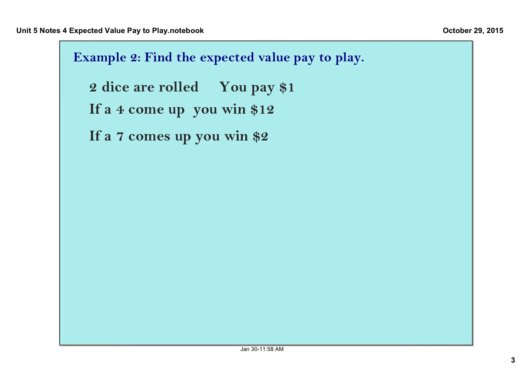Let's take a look at the next one. 2 dice are rolled, so that's 36 total. If a 4 comes up, pay amount is $1. You're doing expected value pay to play. If a 4 comes up, you win $12. So 4 is 1 and 3, 2 and 2, 3 and 1. So 3 wins. If a 7 comes up, you win $2. 7 has a lot. I think it's 6 of them, right? 1 and 6, 2 and 5, 3 and 4, 4 and 3, 5 and 2, 6 and 1.